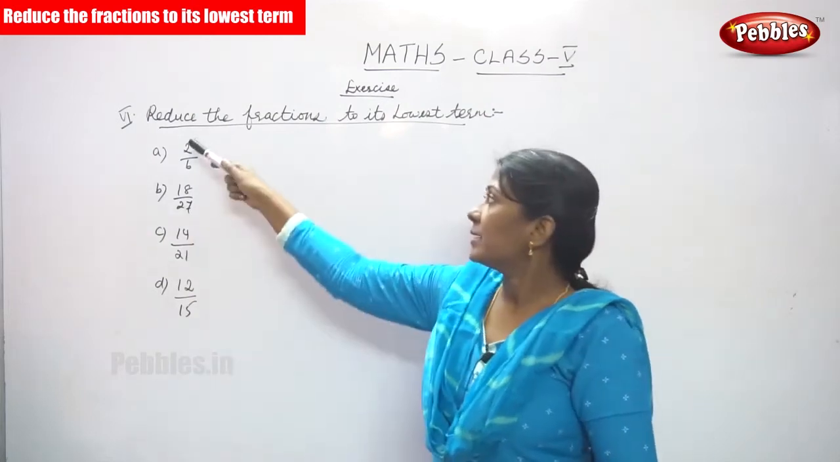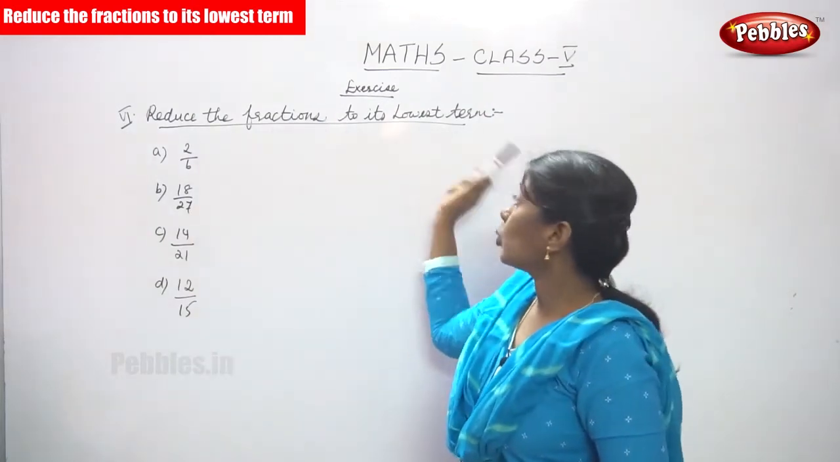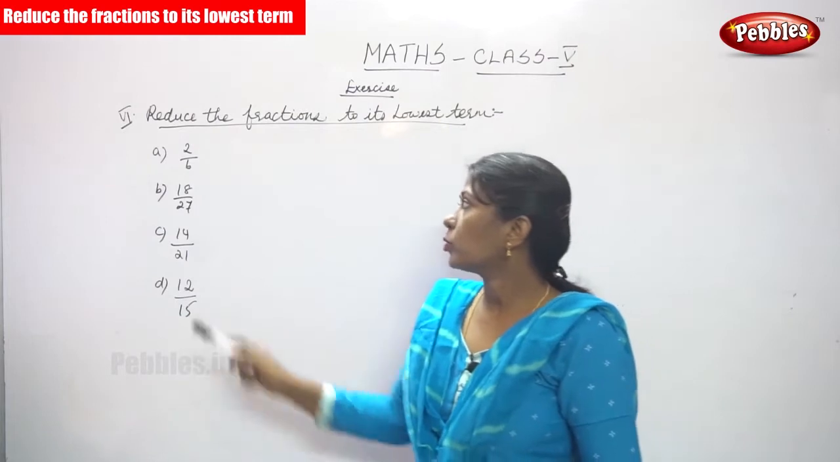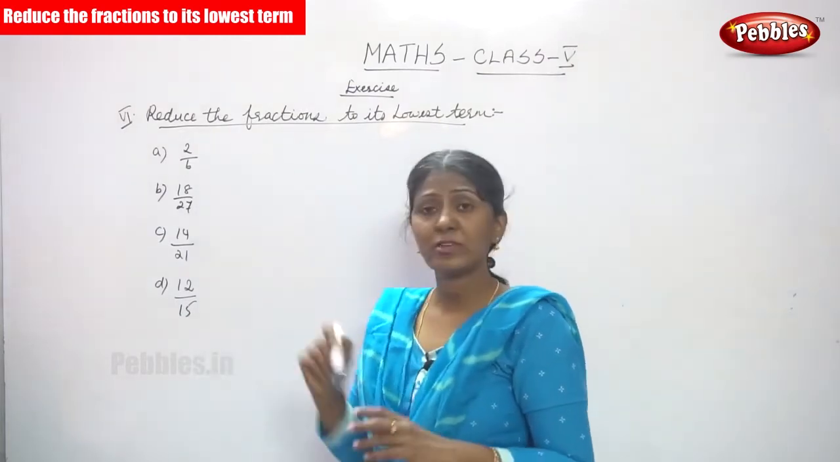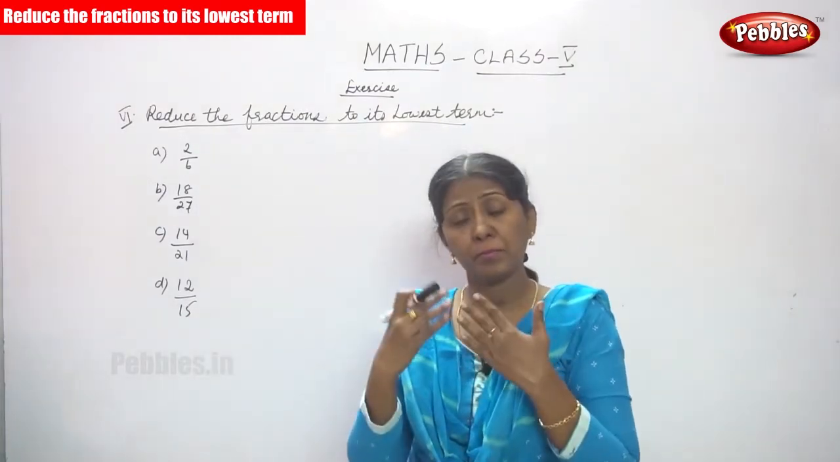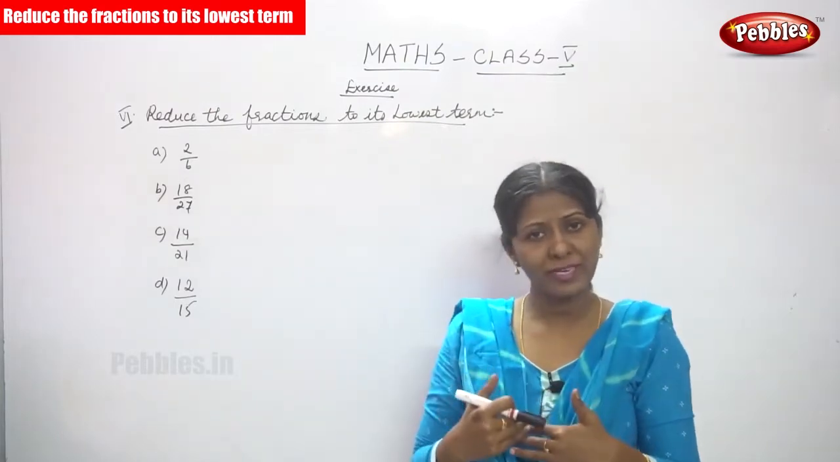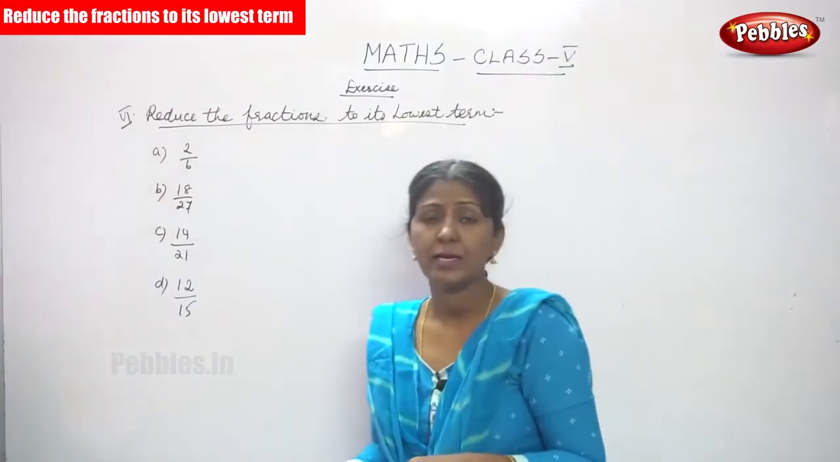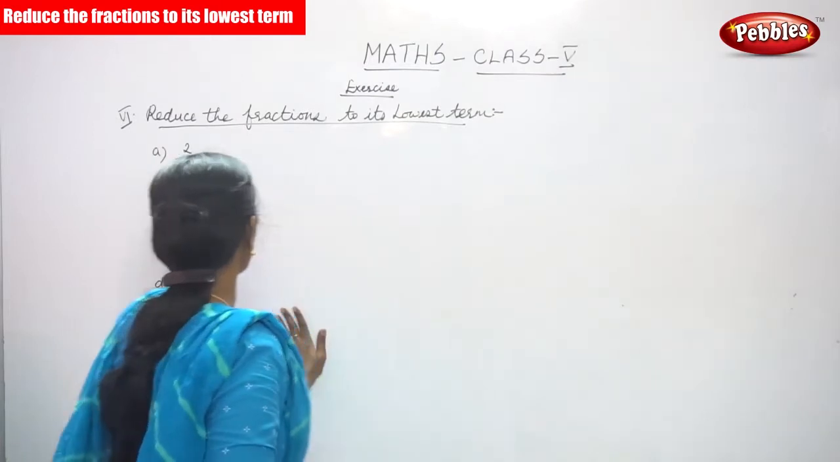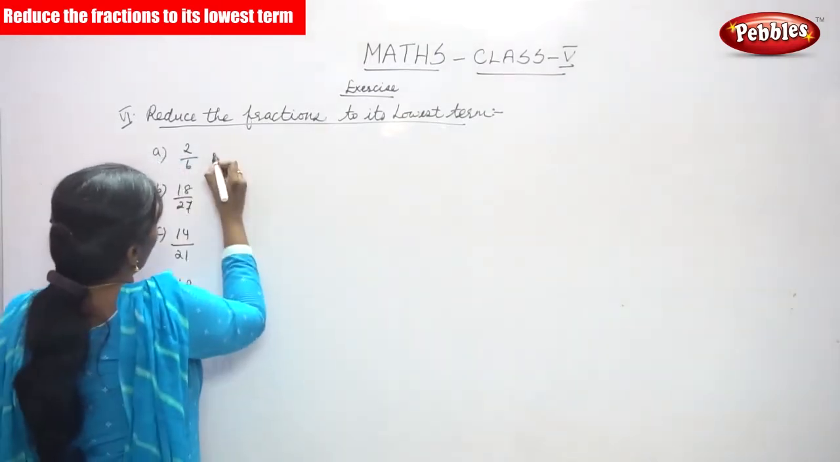Okay. Reduce the fraction to its lowest level. So you have to what? Reduce the fraction to the maximum, to the lowest level. So let's see how we are going to do it. 2 by 6 is the question.